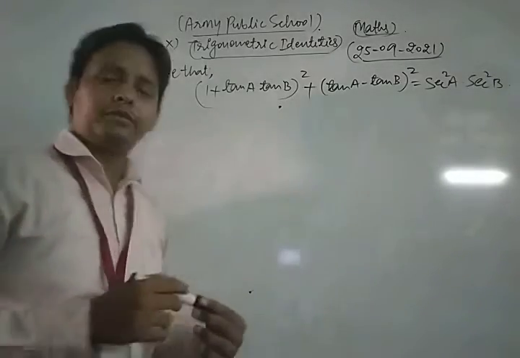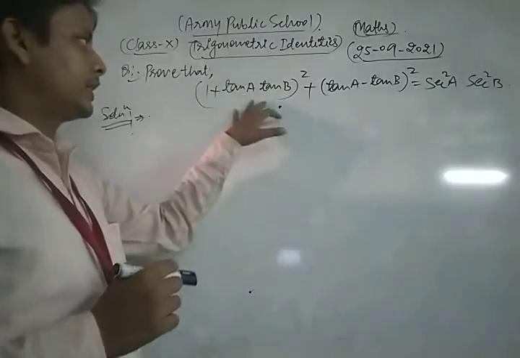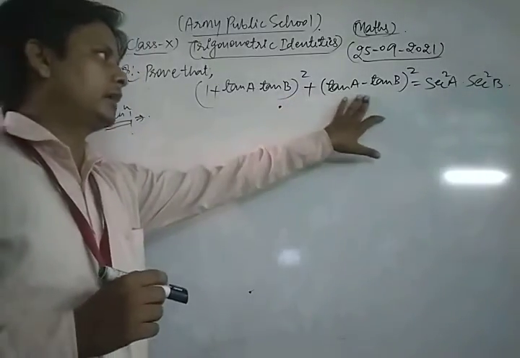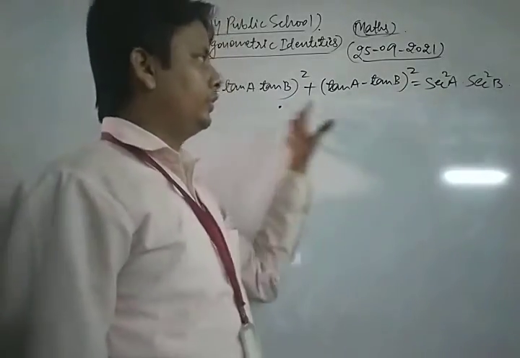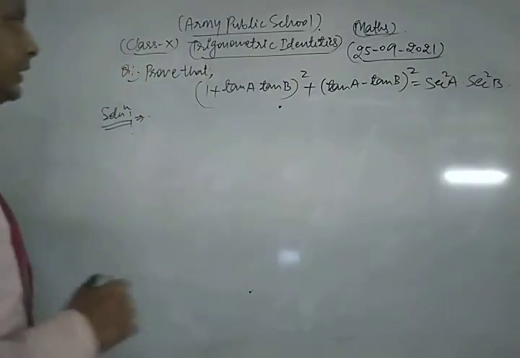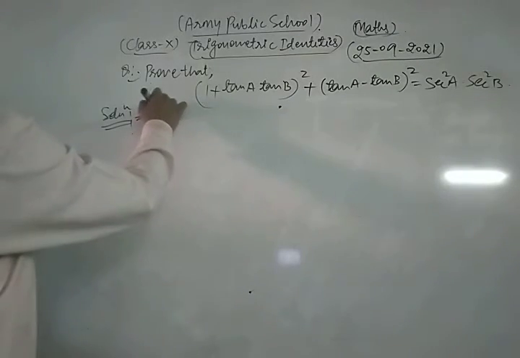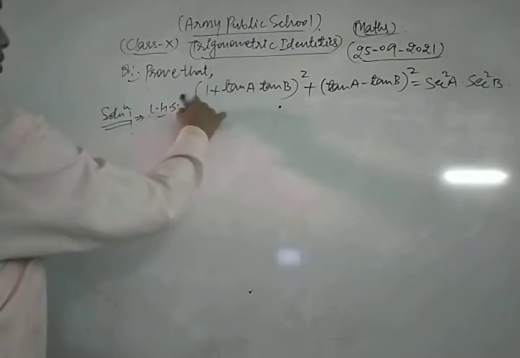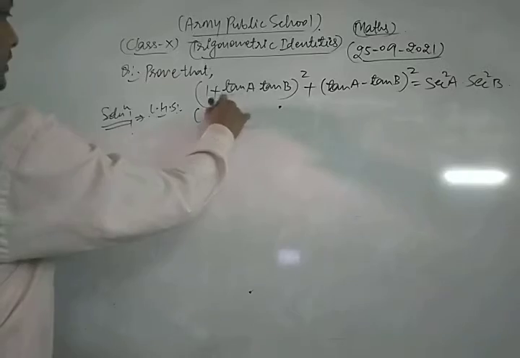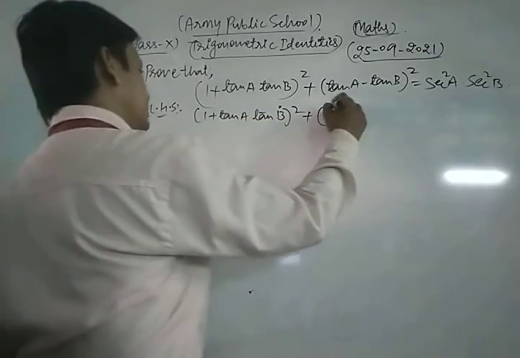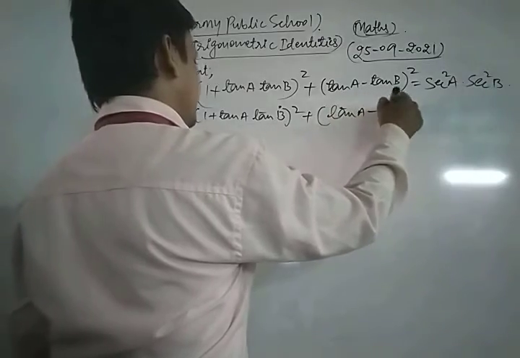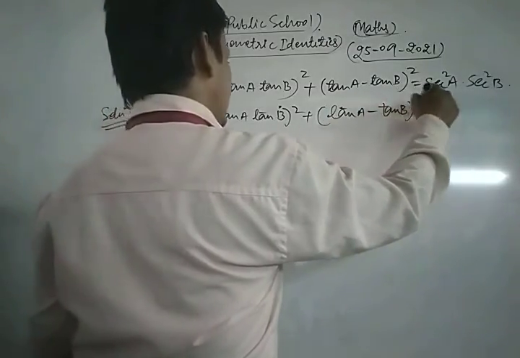Here, dear students, we have to show that (1 + tan a tan b)² + (tan a − tan b)² = sec²a sec²b. So now we take the left hand side of the given identity. Look, we take the left hand side, which is 1 + tan a tan b whole square plus tan a minus tan b whole square.